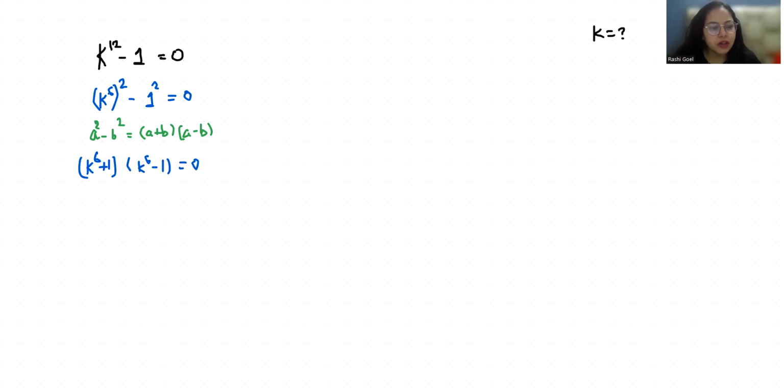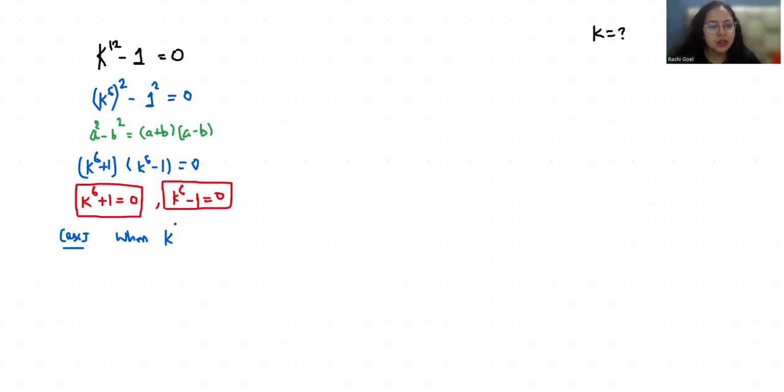So it will give us two cases, k power 6 plus 1 is equals to 0 and k power 6 minus 1 is equals to 0. So first, case first, when k power 6 minus 1 is equals to 0.